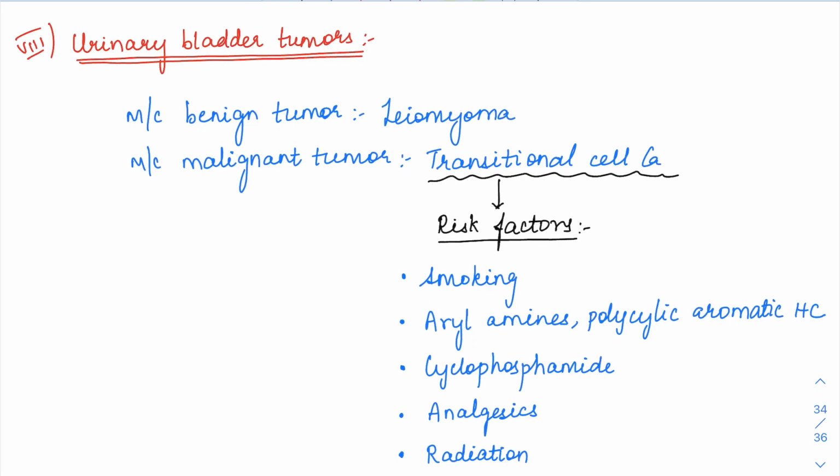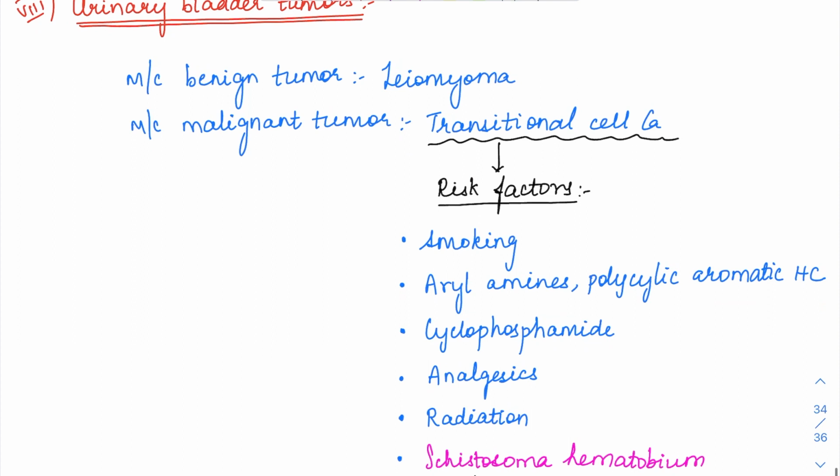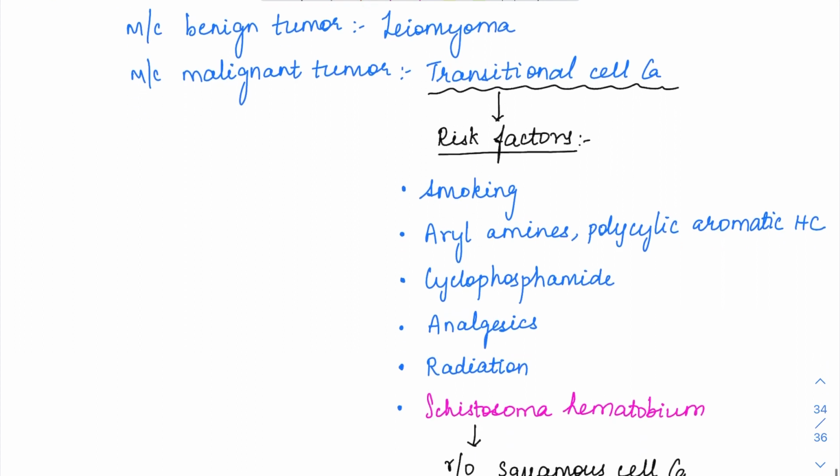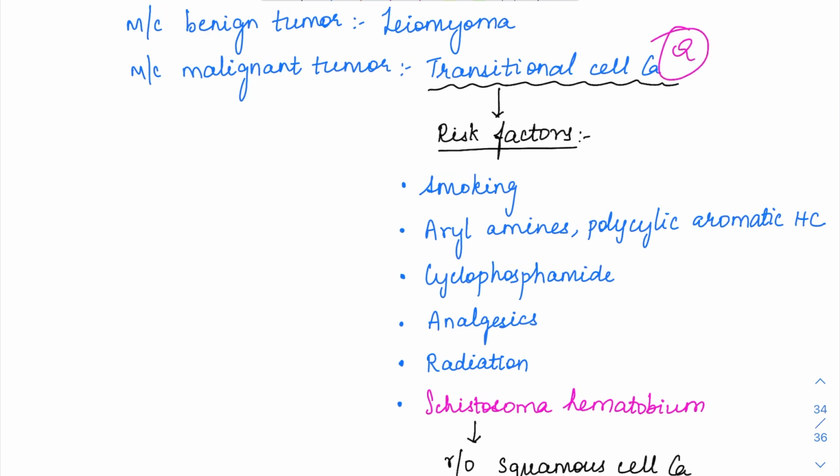Now we are done with all the renal system. We'll move on to urinary bladder tumors. So the most common benign tumor in a urinary bladder will be a leiomyoma. Just like that of an esophagus, leiomyoma is the most common one. But if they ask for malignancy specifically, it is going to be transitional cell carcinoma.